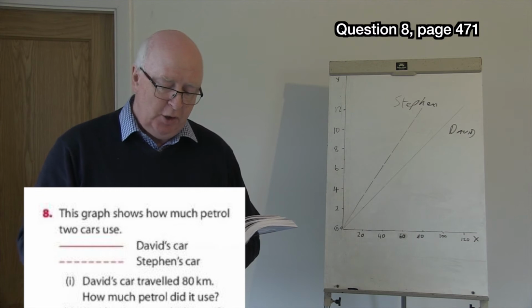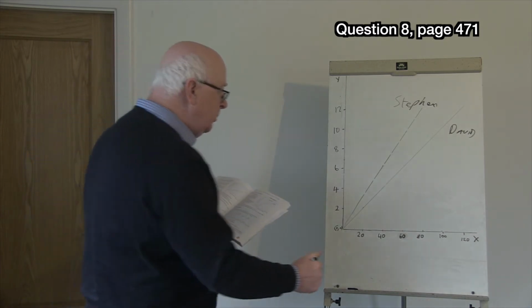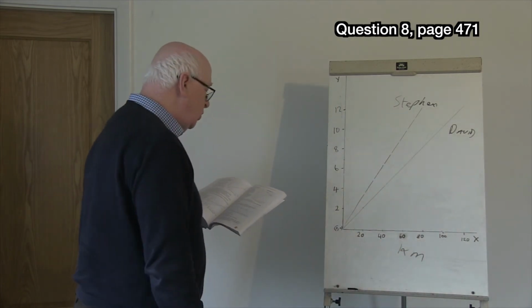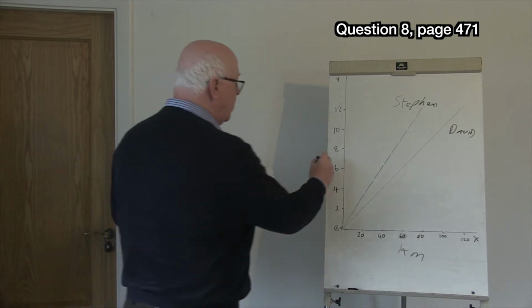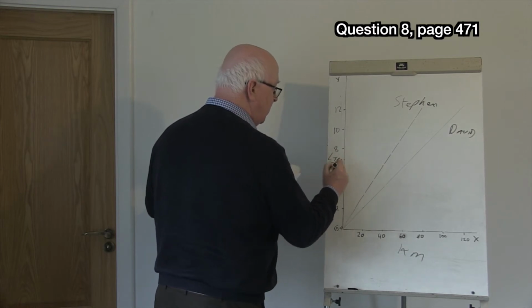Now, David's car travelled 80 kilometres. How much petrol did it use? So David's car travelled 80 kilometres. Now we need to put down here kilometres first of all, to be sure that we know what we're talking about. And up here we need to have litres. I'll put down L-T-R-S. Cut for space there, but anyway.